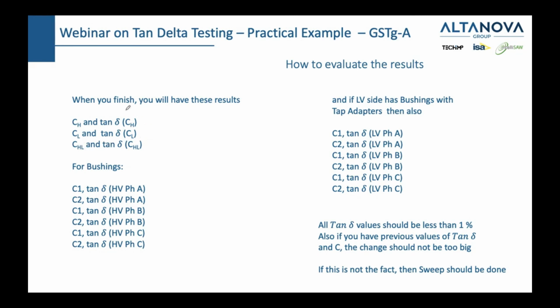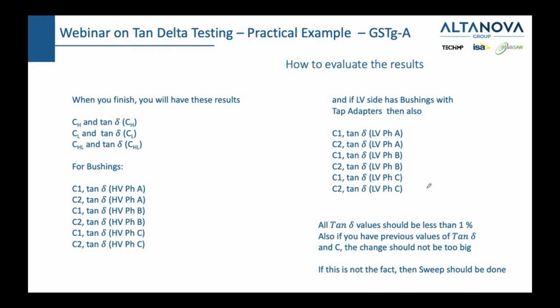This is the body. And then you would get C1 and C2 for phase A on the high voltage side, C1 and C2 for phase B, and the one for phase C. And also if you measure the low voltage side, you would get the same set of information.